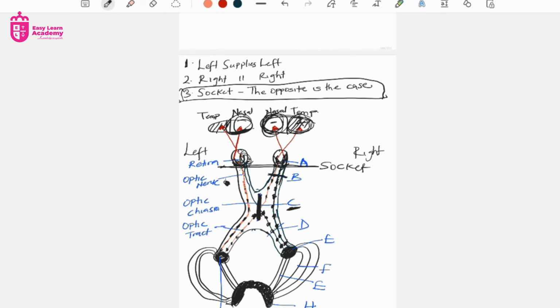When we get above the socket, where the visual field is the other way around, the opposite is the case. Anything that gets to the left will go to the right, and anything that gets to the right will go to the left. Does it make sense? It does. So is that where you had the problem? I just want to understand it better. Let's draw it again. You're going to help me.